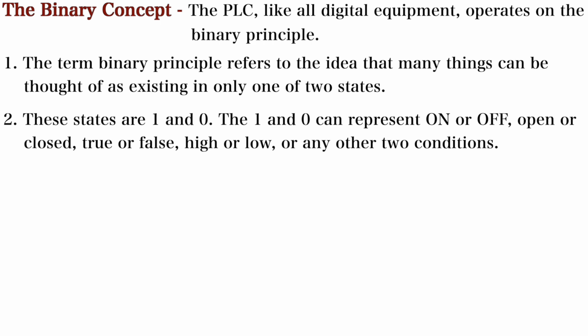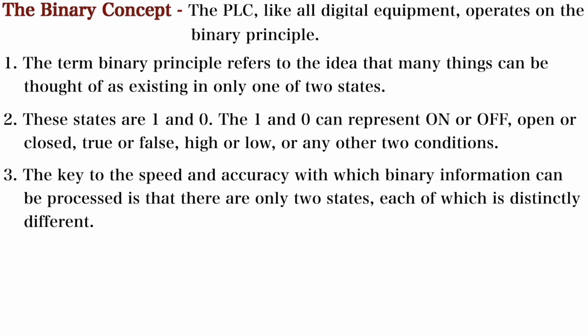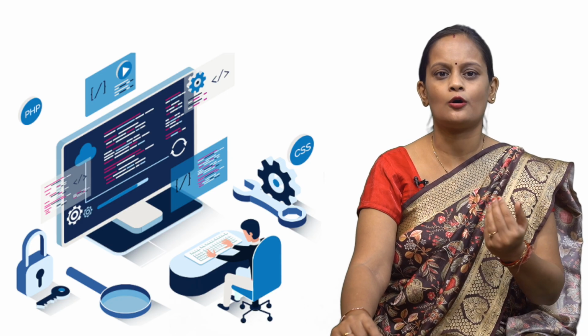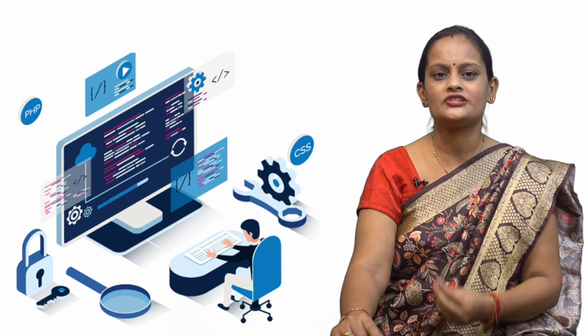Now the next is the key to the speed and the accuracy with which the binary information can be processed is that there are only two states, each of which is distinctly different from the other. Means 1 is opposite or distinctly different from 0. Open or close, true or false, these all states are distinctly different from each other.